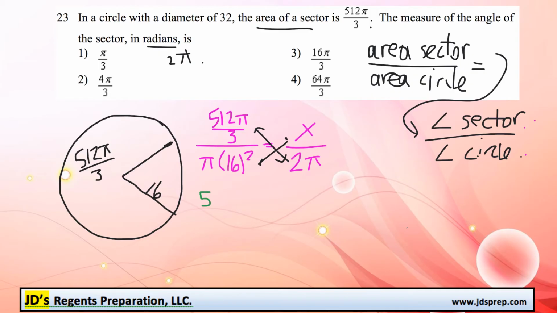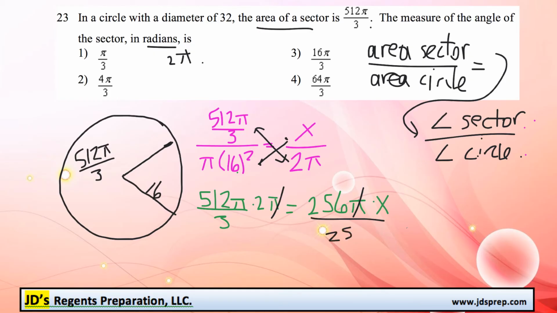So it would be 512 pi over 3 times 2 pi is going to equal 16 squared, which is 256, times pi times our missing number x. Now, because we do have a pi on both sides of this equation, we can cancel them both out. And then at this point, it's quite simple to isolate x. We're going to divide both sides by 256. And that will cause those to cancel out.